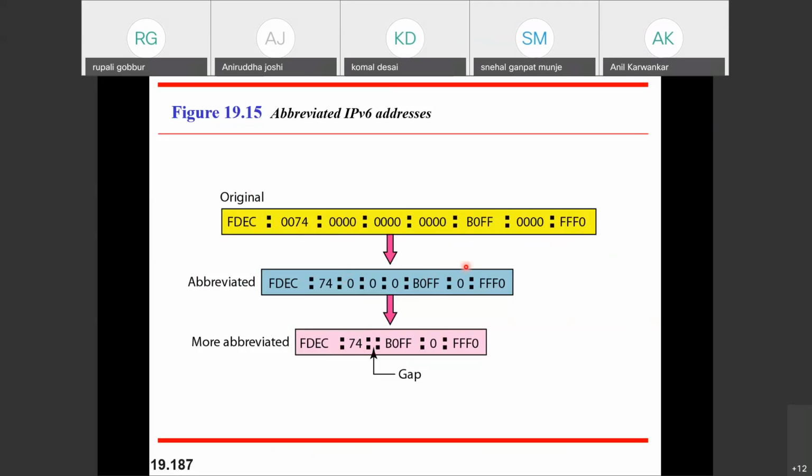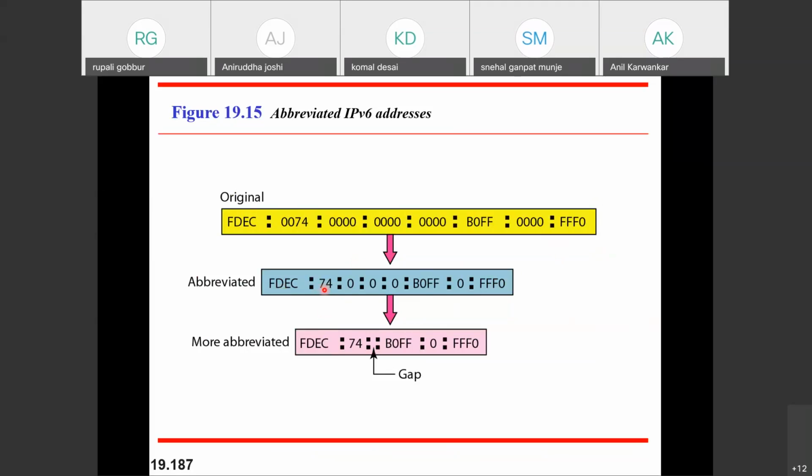So the abbreviated address will be FDEC 0074 as 74. The leading zeros are truncated. All zeros are taken as only a zero, but the trailing zeros are not truncated. Remember this. Leading zeros are truncated, all zeros are taken as 0. So 0074 will be represented as FDEC colon 74. But it's again a hexadecimal address. That is 0074.